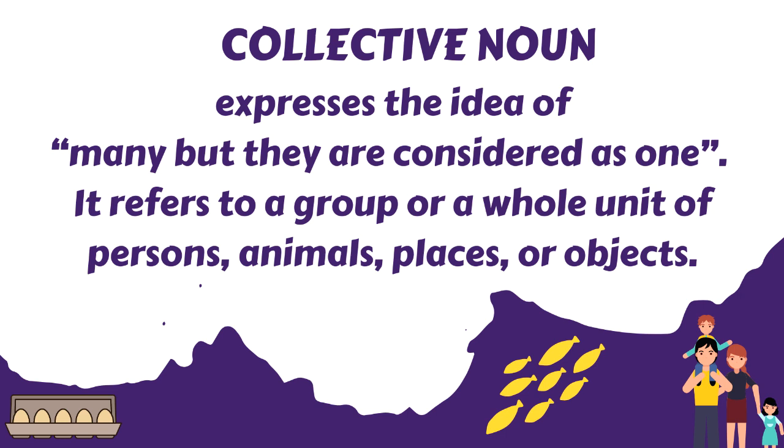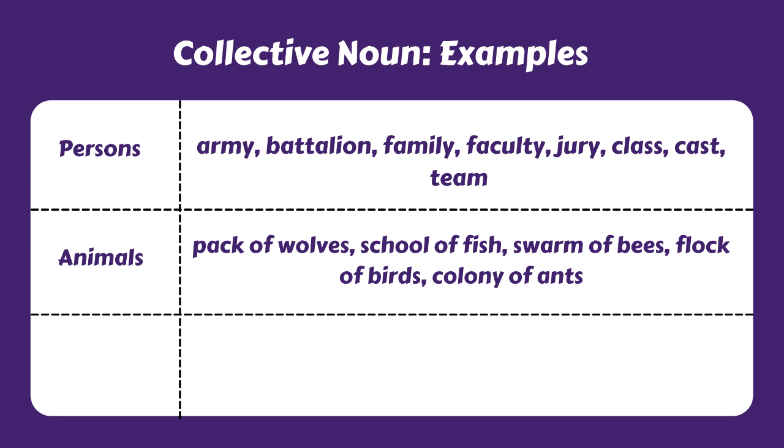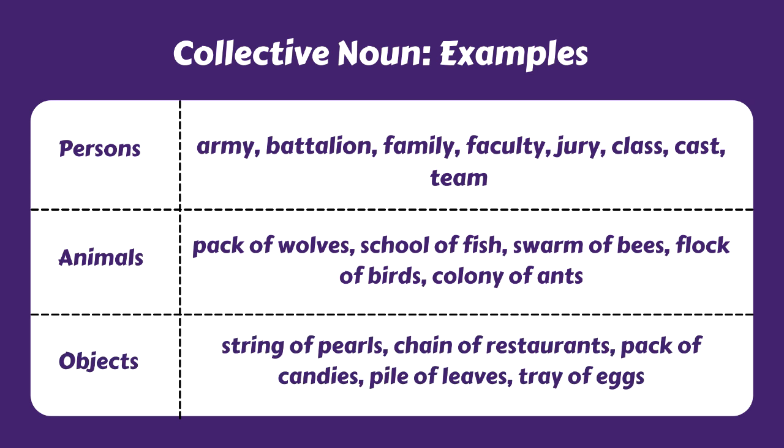Let's look at these categorized examples. Persons: army, battalion, family, faculty, jury, class, cast, and team. Animals: pack of wolves, school of fish, swarm of bees, flock of birds, and colony of ants. Objects: string of pearls, chain of restaurants, pack of candies, pile of leaves, and tray of eggs.